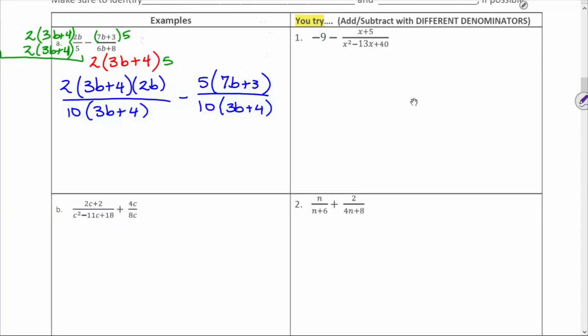The next thing I actually want to do, just to save space, is I'm going to multiply this 2 times this 2b and get 4b and put that out in front. Just to save space, I'm going to put it in front here instead of writing it again. So I have 4b right here. Now I'm going to distribute this 4b into both of these terms and the 5 into both of these terms.